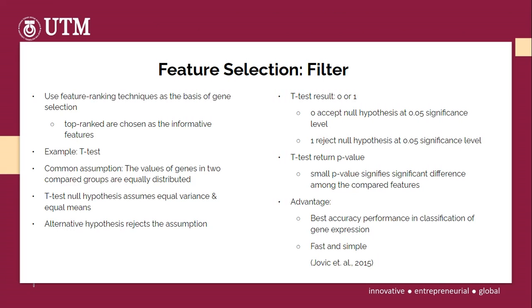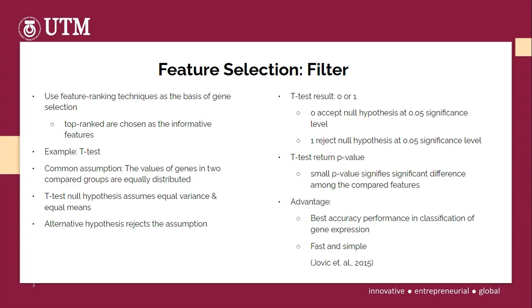The first one is filter, the second one is wrapper, and the third one is embedded. Filter feature selection uses feature ranking techniques as the basis of gene selection, where top rank are chosen as the informative features. One of the examples of filter is t-test. The common assumption in t-test is the values of genes in two compared groups are equally distributed. T-test null hypothesis assumes equal variance and equal means. Alternative hypothesis rejects the assumption. T-test results in 0 or 1 output. 0 accepts the null hypothesis at 0.05 significance level, while 1 rejects the null hypothesis at 0.05 significance level.